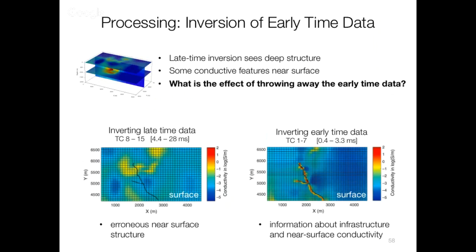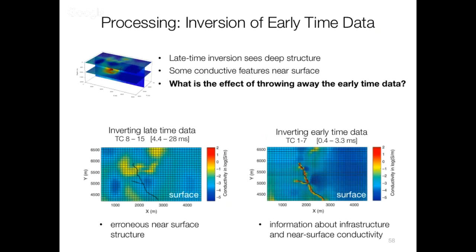So now let's do something different. Let's take the early time data only and invert them. If we do that, we find that there's this high conductivity that's running right along here. And that's basically a power line. So you've got a power line running in through there. And then there's a few other things that are just basically local infrastructure.